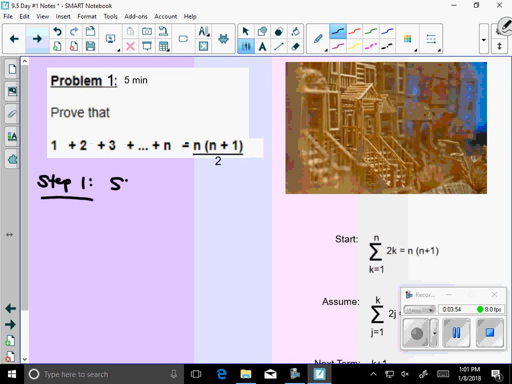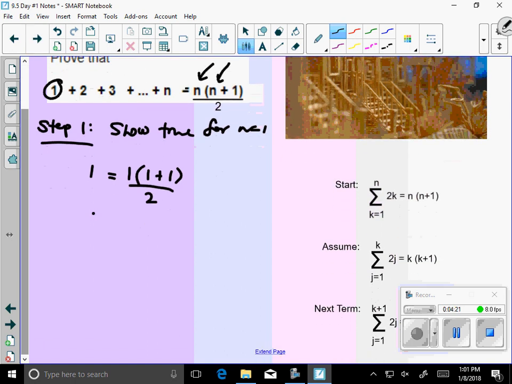So show true for n equals 1. Let's show this is true for n equals 1. Well, how many terms would I have on the left side of that equal sign if n equaled 1? Well, only 1, right? I'd stop right there. So is 1 equal to, and I'm going to plug a 1 in for n on the right side as well, is 1 equal to 1 times 1 plus 1 over 2?